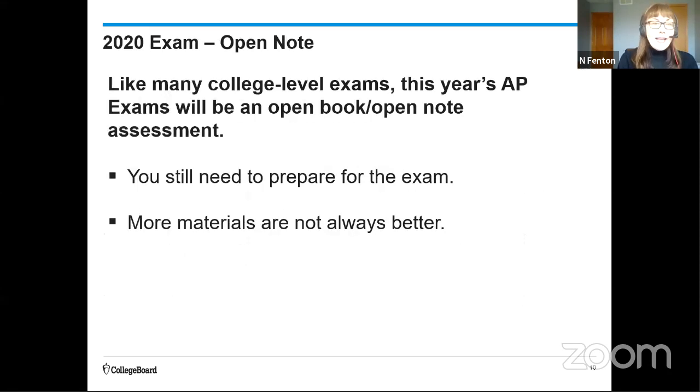Okay, so what I want you to do is prepare for this exam this year the way you would prepare for it any year. Prepare like it's a traditional exam. Having your resources may save you time in memorizing, but you actually need to know how to apply the information efficiently and correctly. And this takes preparation and it takes practice. So more materials aren't necessarily better, because the more time you have to spend sifting and sorting to find something, the less time you have to work on writing your response.